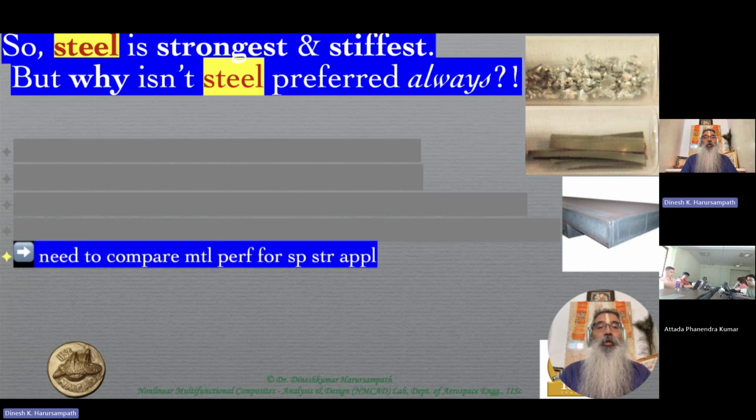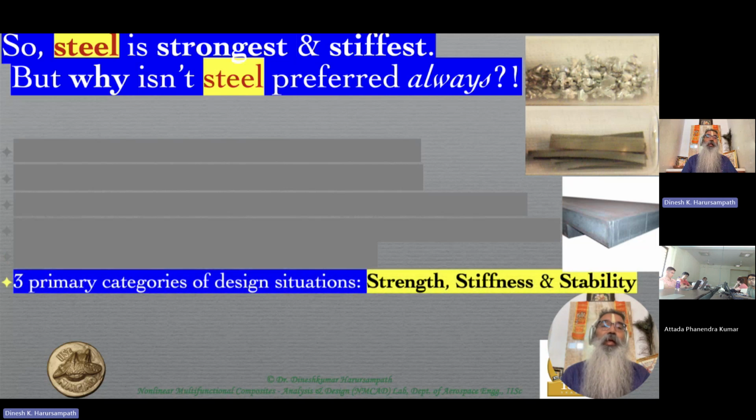Okay, so now we need to compare material properties for different structural applications. We have seen in the various classifications that we had, not in the previous class, but the class last Thursday, that there are various specific applications, and the material performance needs to be compared across them. When we do that, there are three primary categories of situations for which a structural member is designed. Not only one of them, but sometimes two or all three of them as well.